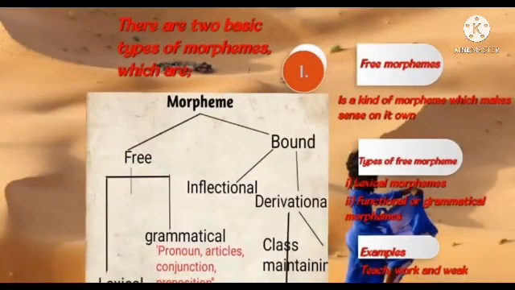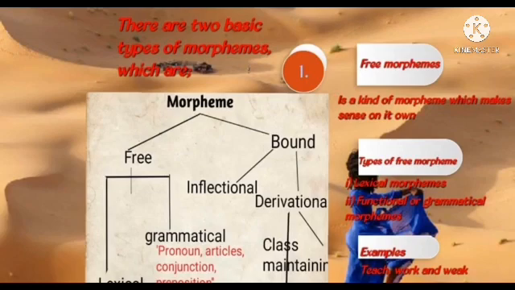Now there are two basic types of morpheme. The basic types are the free morpheme and then the bound morpheme. Now let's take the free morpheme. The free morpheme is a kind of morpheme which makes sense on its own. Now, types of free morpheme, we have the lexical morpheme, functional morpheme. Now let's take the examples. We have teach, work, week. They are all examples of morphemes that are free.